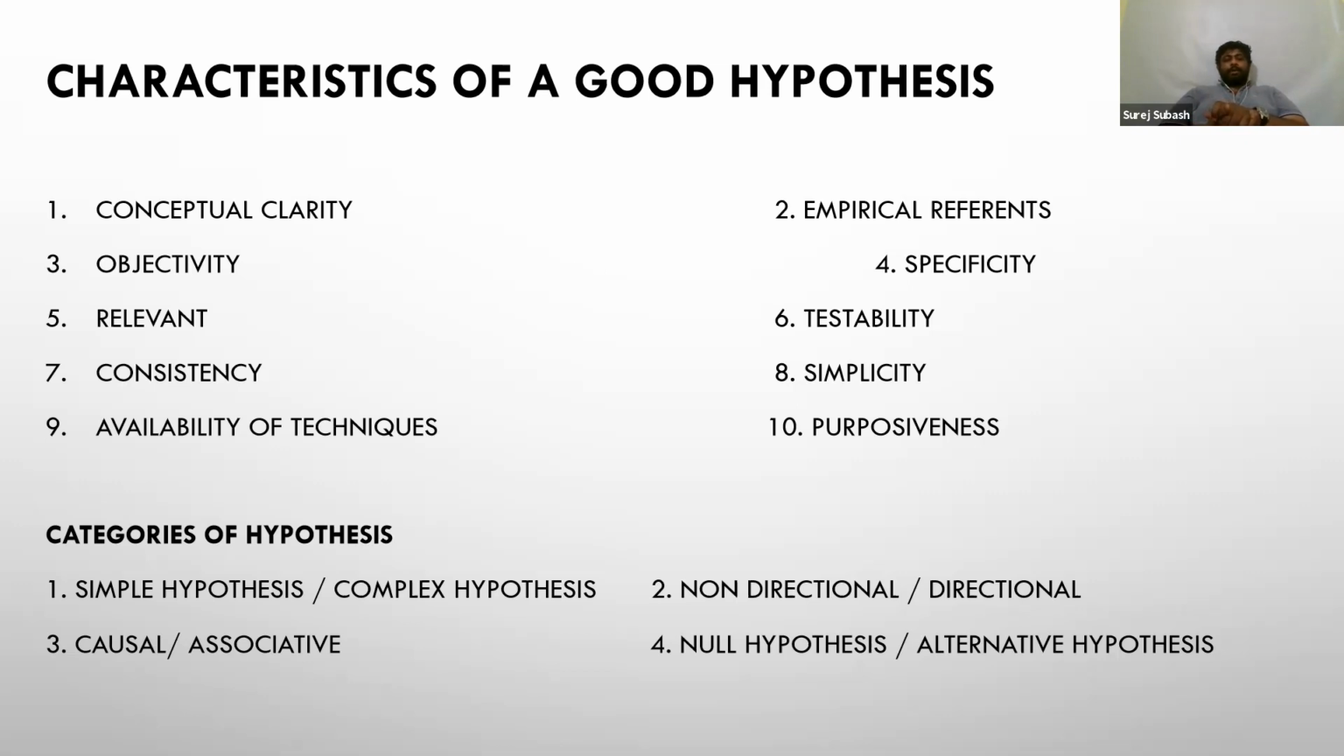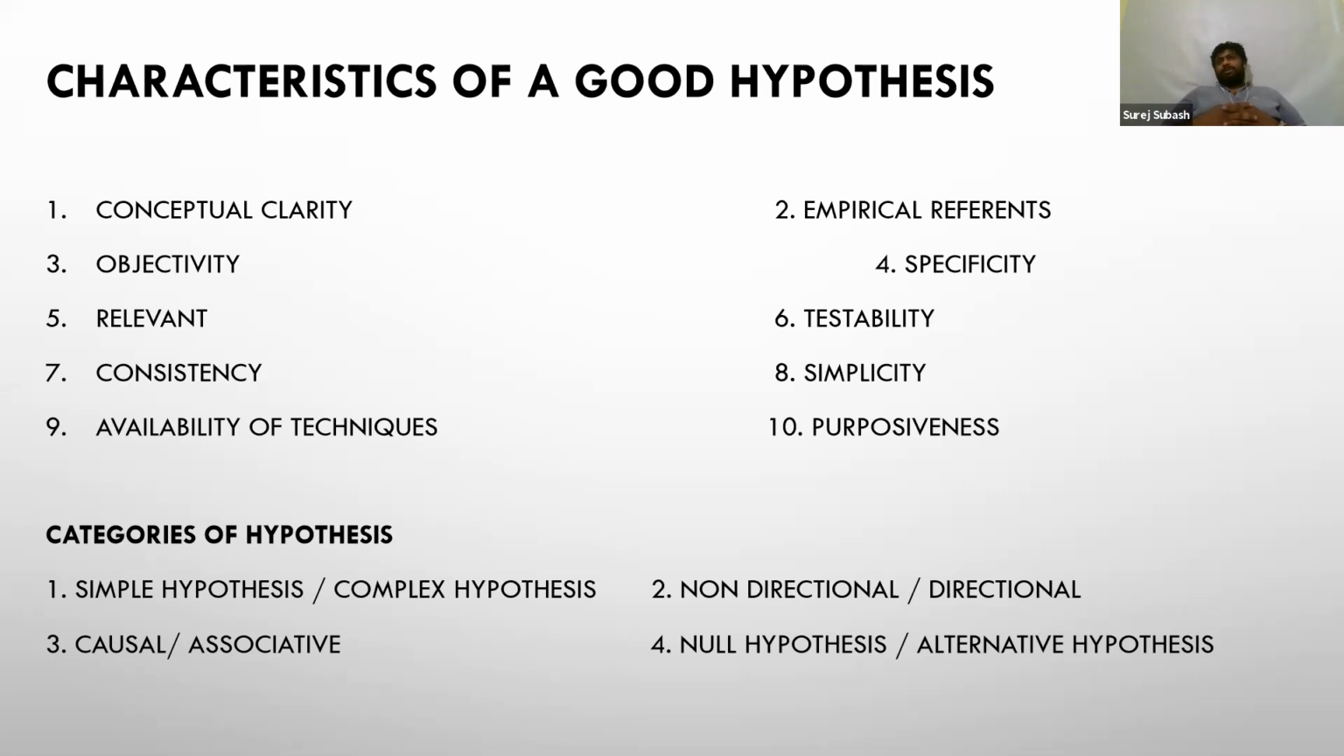It should be simple, like I said, formulated in the simplest and most understandable form. And availability of techniques, which means researchers must make sure that the methods are available for testing their proposed hypothesis. And if they are not available, the researcher should be in a position to develop suitable techniques. And finally, it should be purposive. In the sense that a purposeful hypothesis should be formulated, which has relevance to the research problem as well as the objectives. So these are the characteristics of a good hypothesis.